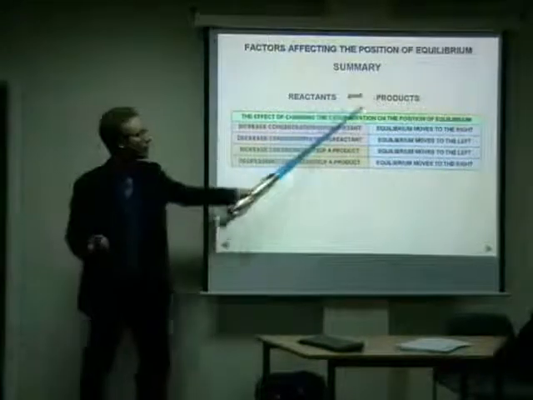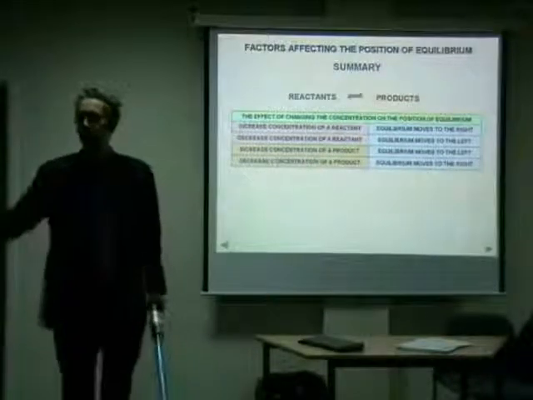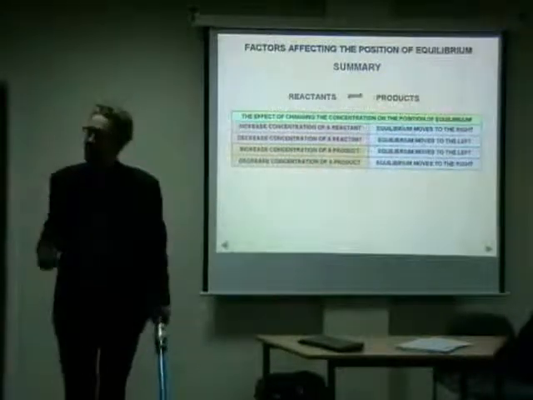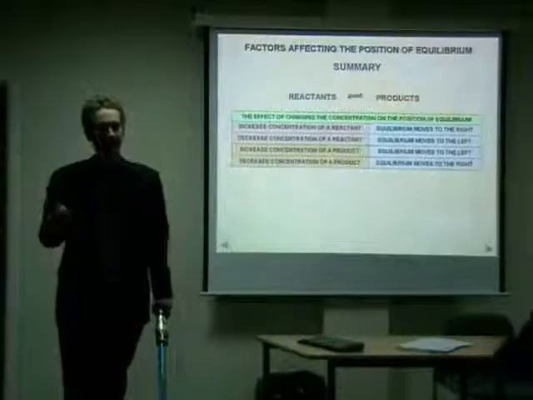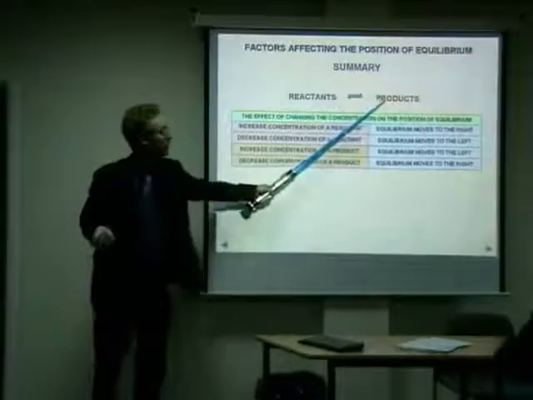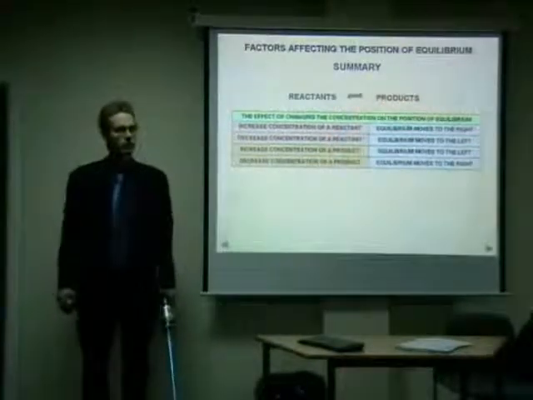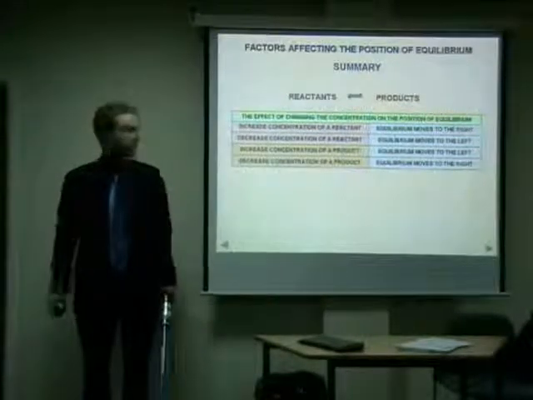Therefore, how can this reaction decrease the amount of reactant? Well, it can use some of it to make the product. So if you add more reactant, it tries to decrease the amount of reactant by moving the equilibrium to get more product. Make sense? And thus re-establish the equilibrium.